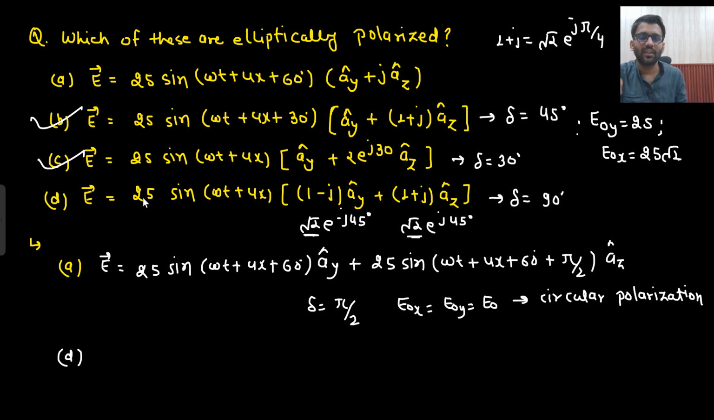Basically, amplitude is 25 under root 2, 25 under root 2, and phase shift is 90 degree. So which kind of polarization is that? Circular. So this is also circular. Okay, so these two options are correct. This D is also circular.